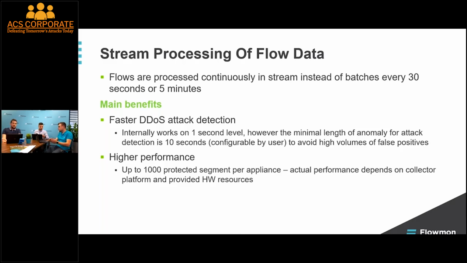Another benefit is high performance. We are now talking about 1,000 protected segments per appliance, but this actually depends on the platform and the hardware resources provided to the virtual machine, or provided in the hardware appliance of the Flowmon collector.